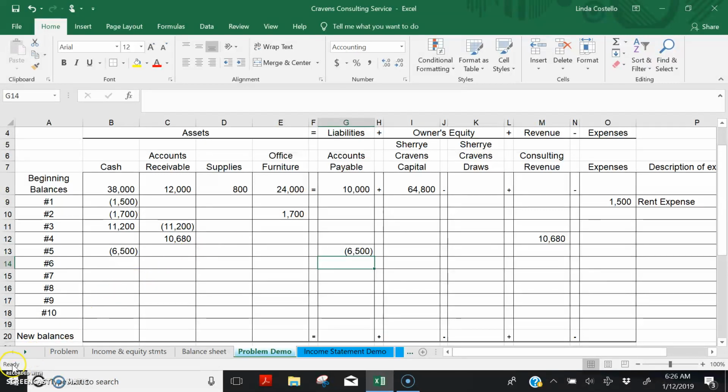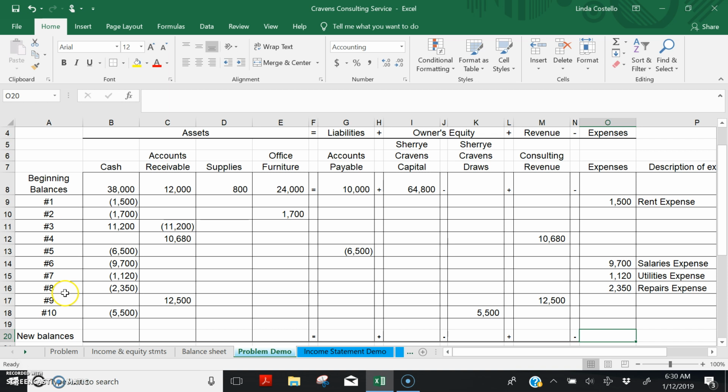Transaction number 6. Paid salaries, $9,700 by check. We're going to decrease cash, $9,700, and increase salaries expense, $9,700. Transaction number 7, sent a check for $1,120 to pay for the electric bill. Decrease cash, $1,120. Increase utilities expense, $1,120.